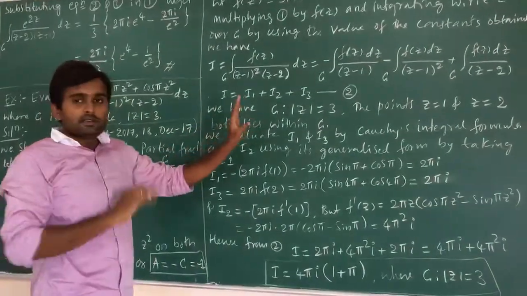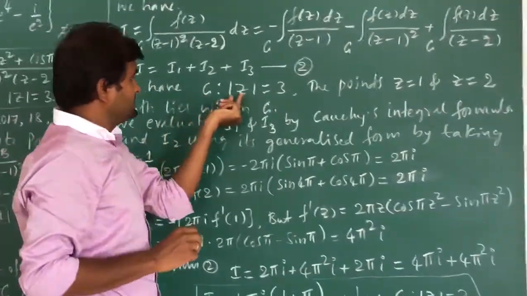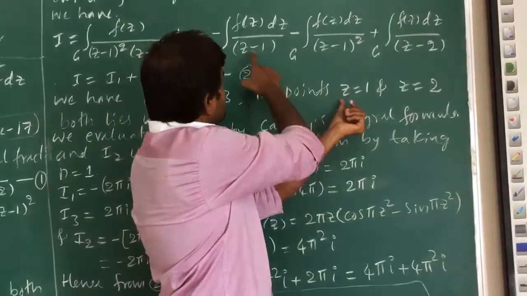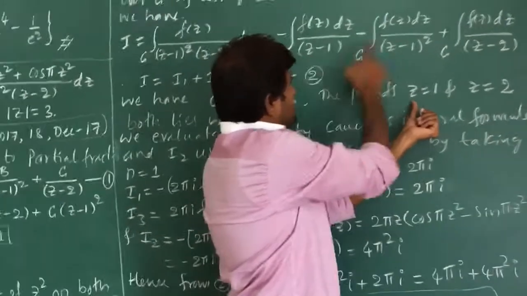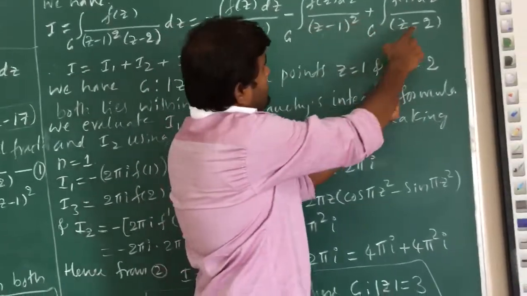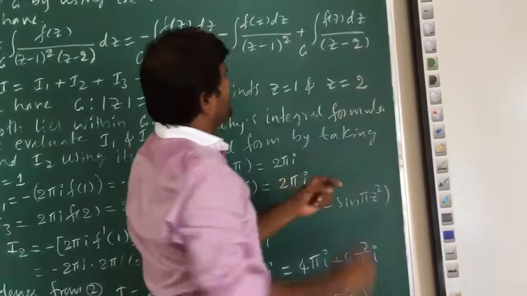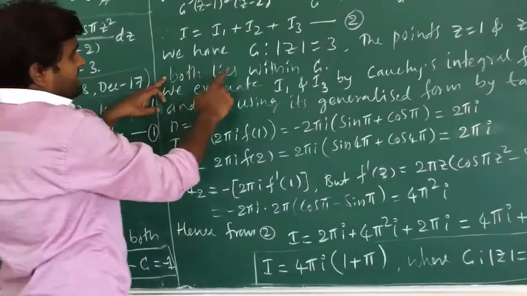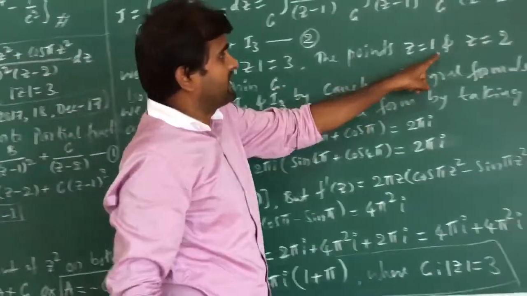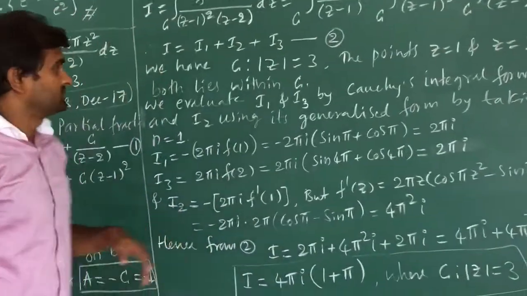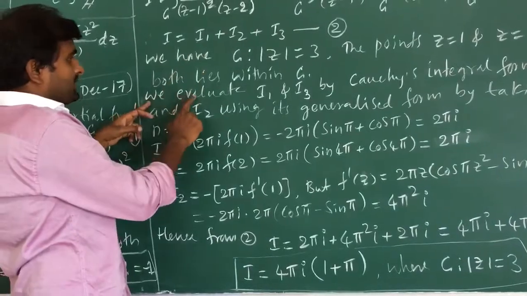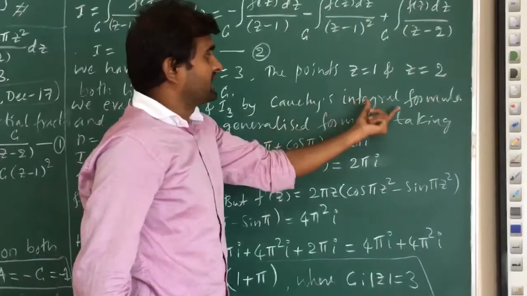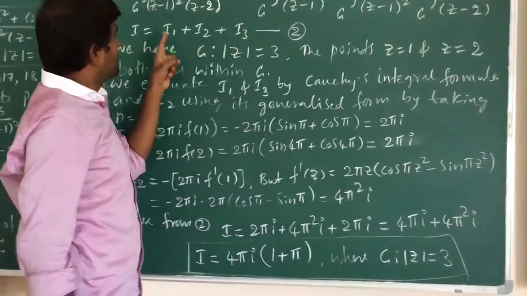We have a given circle, modulus of z is 3. The points here are z is 1 and another one is z is 2, but here the degree is 2. Both lie within the circle because 1 and 2 are within 3. So we evaluate I1 and I3 by Cauchy's integral formula, these two, I1 and I3.